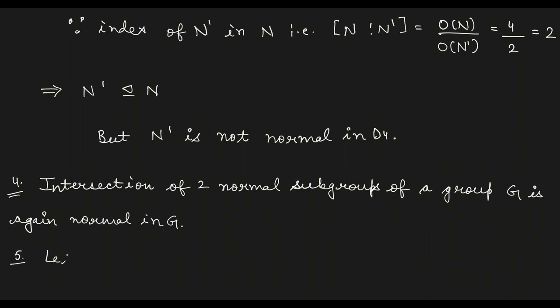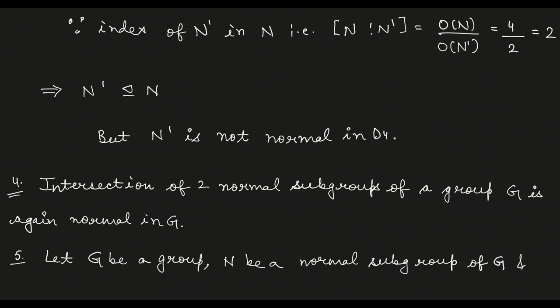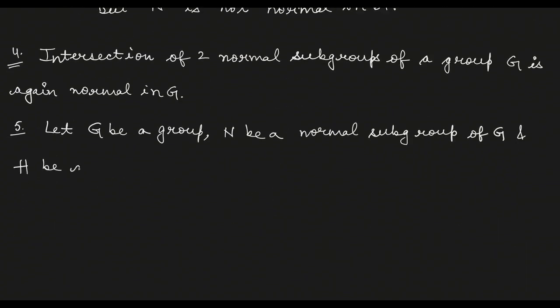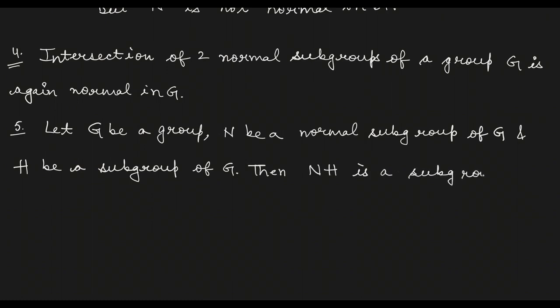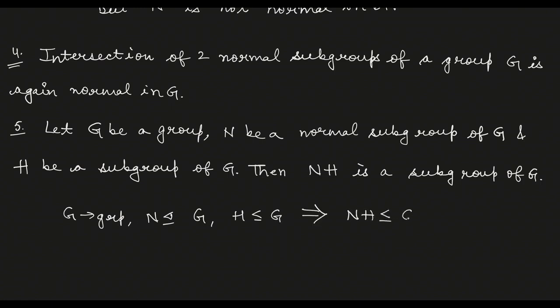Fifth, let G be a group, N be a normal subgroup of G and H be a subgroup of G, then NH is a subgroup of G. Means G is a group, N is a normal subgroup of G, H is a subgroup of G, then NH is a subgroup of G.